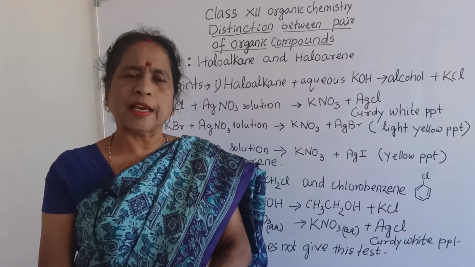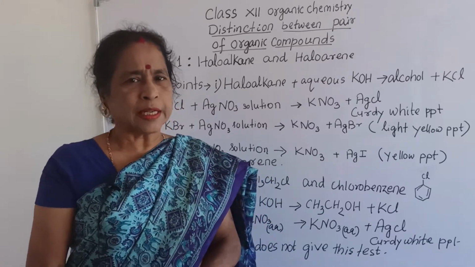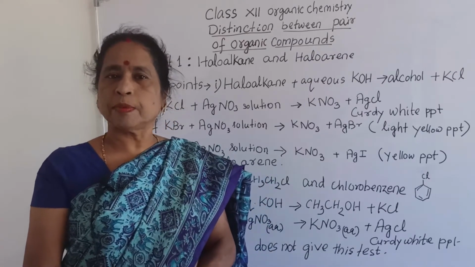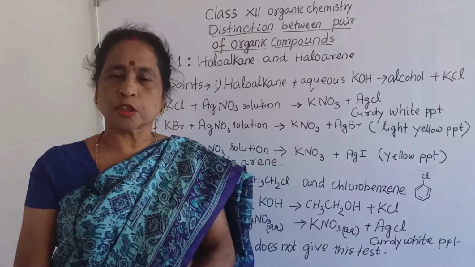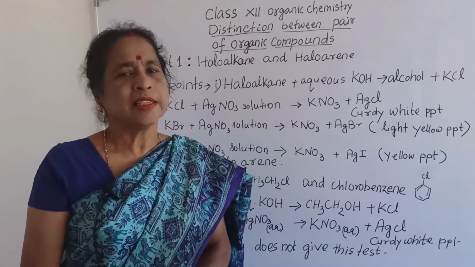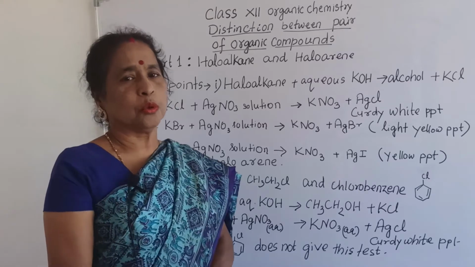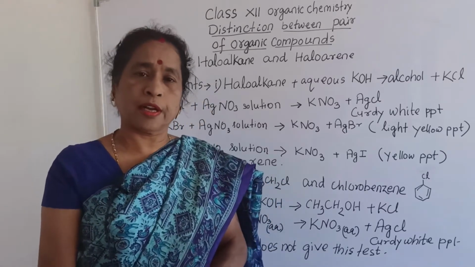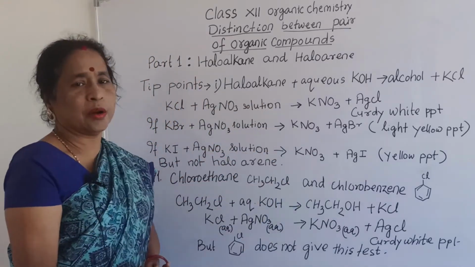In haloalkane and haloarene, so many reactions are there, but here you will select some reactions where you know the color of the precipitate, solution color, or any effervescence. Then we can use this type of reaction to see the distinction between a pair of organic compounds. Now let us see the first point, haloalkane and haloarene.